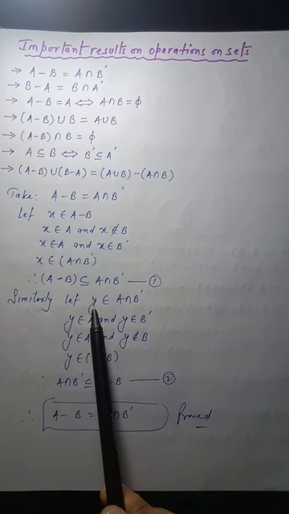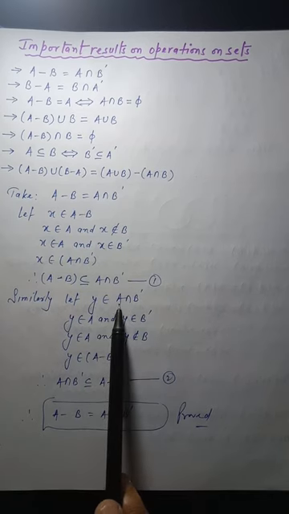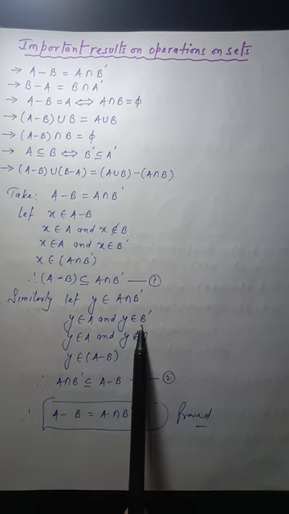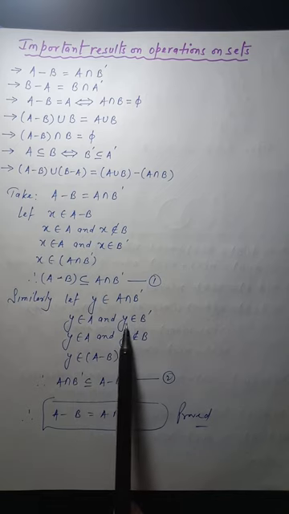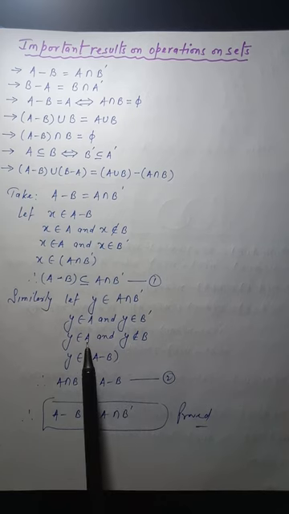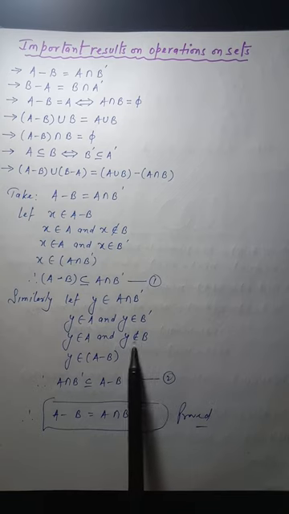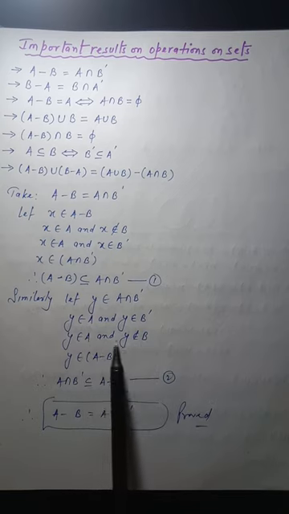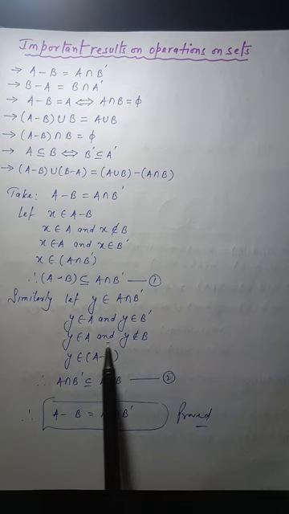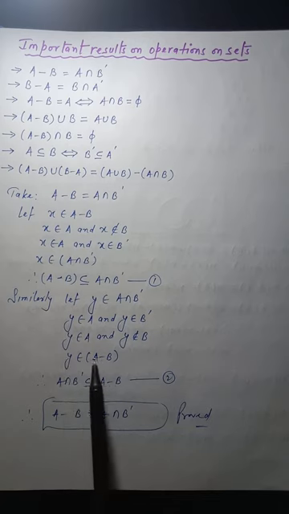Similarly, assume there is a Y which belongs to A intersection B dash. If Y belongs to the common part of A and B dash, it means Y is in A and Y is in B dash. Y is in A, and if Y belongs to B dash, it means Y does not belong to set B. And if Y is in A and Y is not present in B, this is the property of difference and not intersection, because here it does not belong and here it belongs. It means this is A minus B. So Y belongs to A minus B.